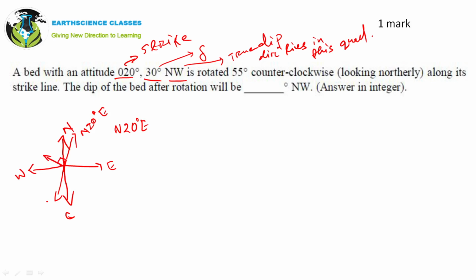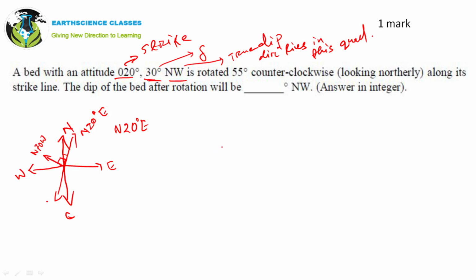So it will be 90 degree. That means what will be the direction? 20 is the strike, so it will be 70. So north 70 west is the true dip direction. And true dip amount is 30 degree.